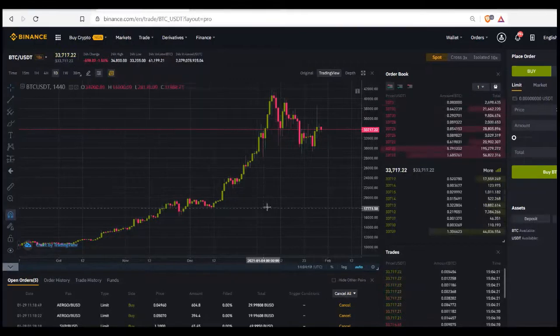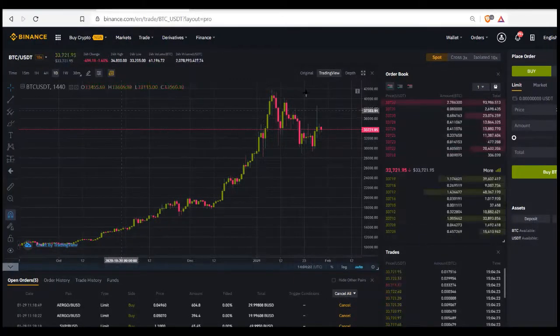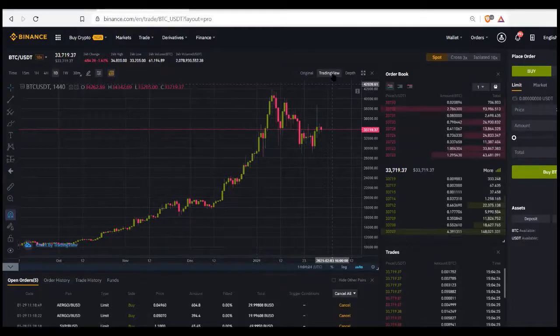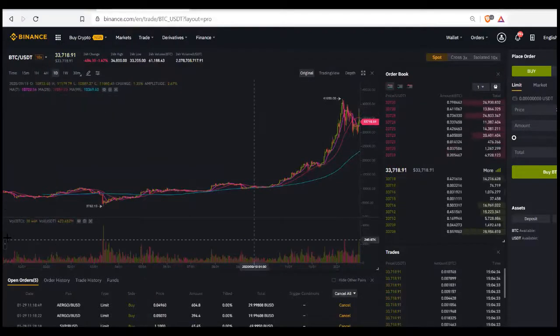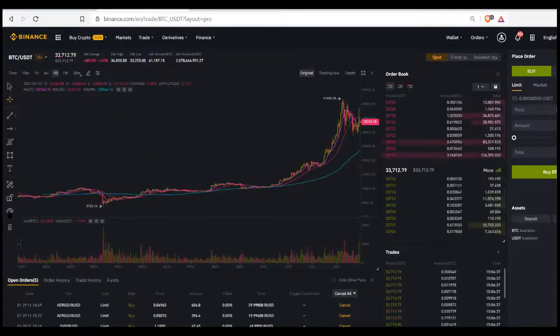This is just to show us that an exchange has trading view integrated into it. You see, trading view is integrated into Binance. However, Binance has their own charts. This is Binance's own charts. It does not have a lot of tools for you to annotate and do market analysis.